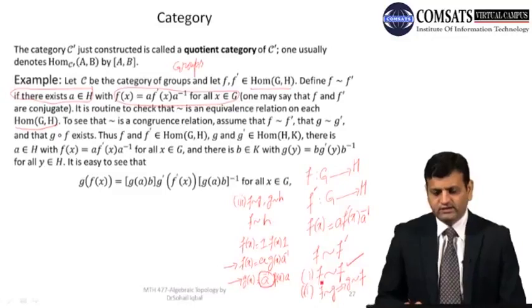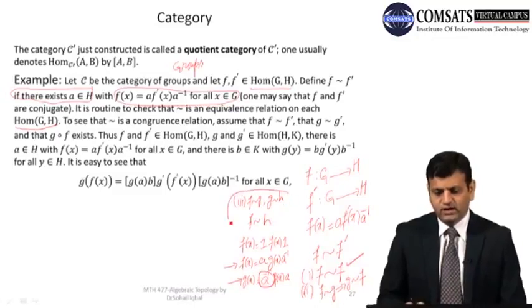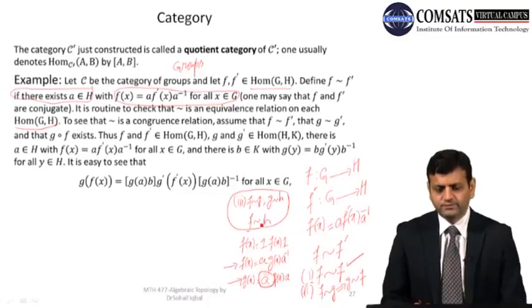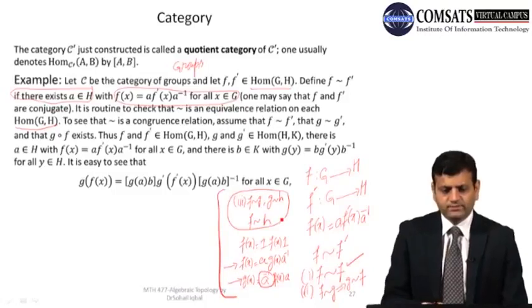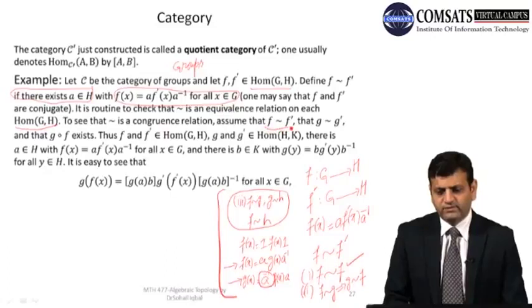So it is symmetric as well, and similarly we can show the last but most complicated condition of these three, that if f is related to g and g is related to h, then f is related to h. If this relation satisfies these three conditions, then it is an equivalence relation. So we have an equivalence relation on the collection of all morphisms of this category. Now to see that this is a congruence relation, assume that f is related to f prime and g is related to g prime, and that g circle f exists.